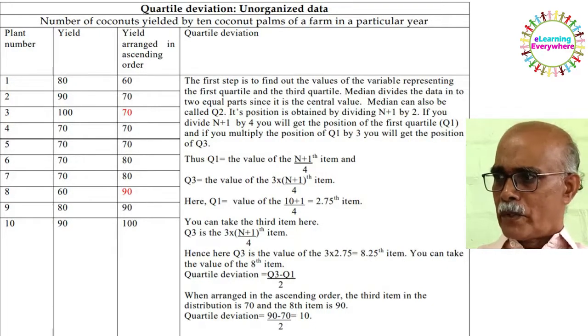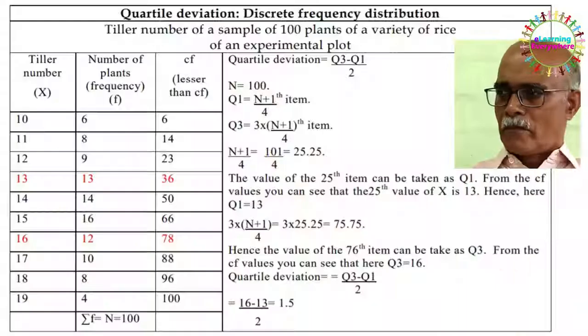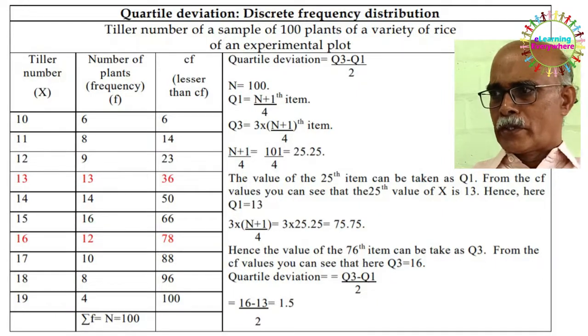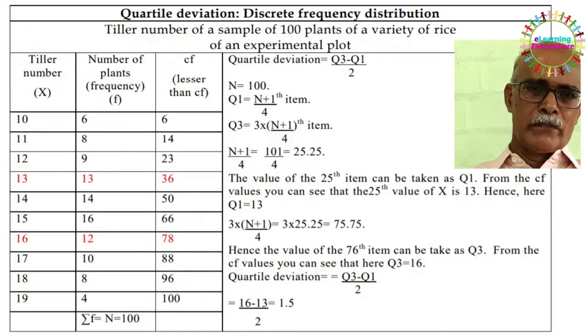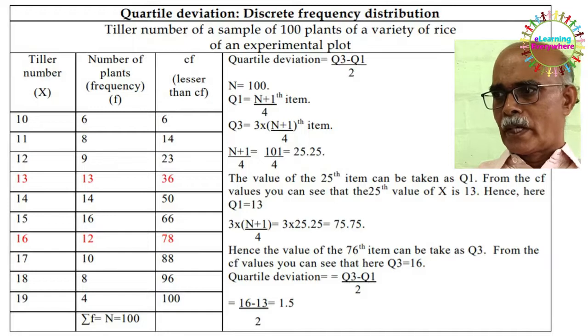So that was about the unorganized data, and then comes the discrete frequency distribution. In the discrete frequency distribution, the variable is discrete. Since it is a frequency table, each value of the variable x will have several frequencies, and x is given in the first column, and f, the frequency, is given in the second.